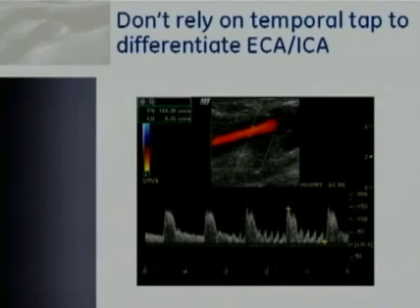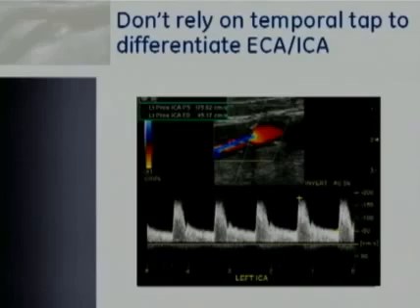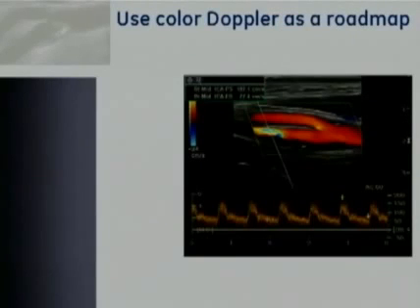This is just another case in point. This is the internal carotid artery with oscillations in a different patient, and here's the ECA. So try these other methodologies for differentiating between the external and the internal rather than relying on the temporal tap is my suggestion.